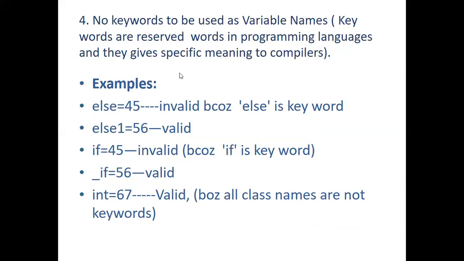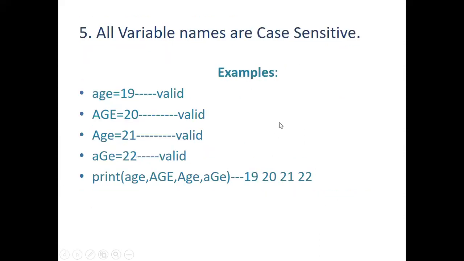Now, no keywords like else and if are acceptable in the programming language. I'm talking about if I write else and if only, they are not acceptable because they give special meanings to the compilers. But if I write else underscore if, that is acceptable. We'll discuss about it later on. Now, all variable names are case sensitive.